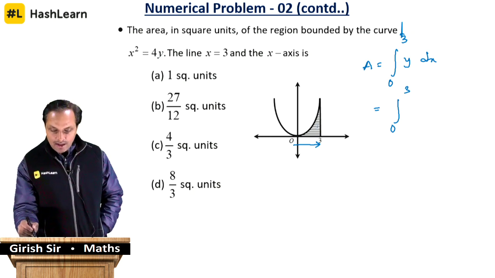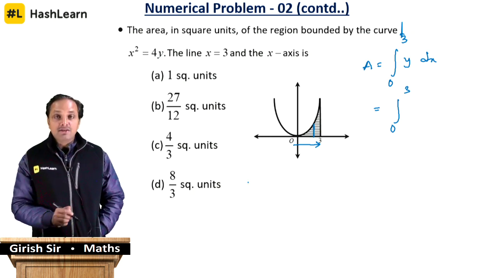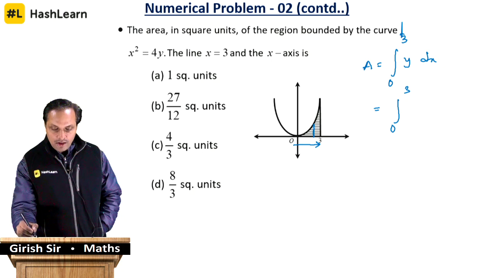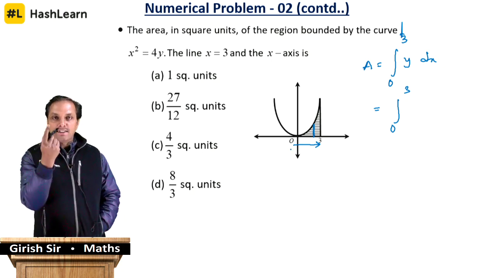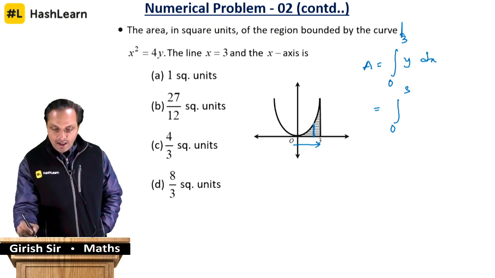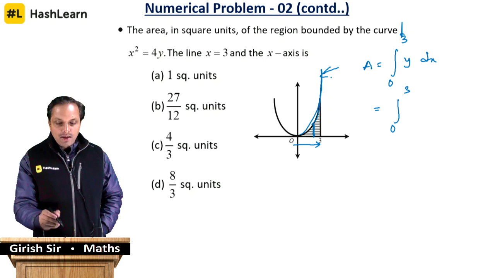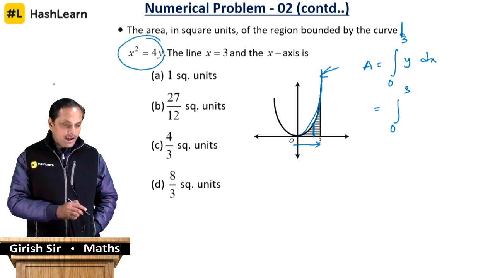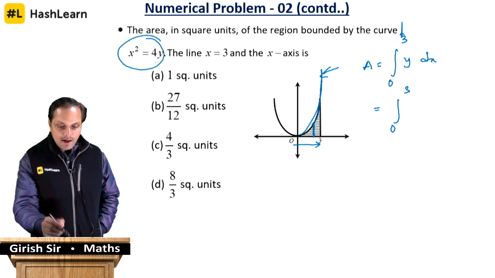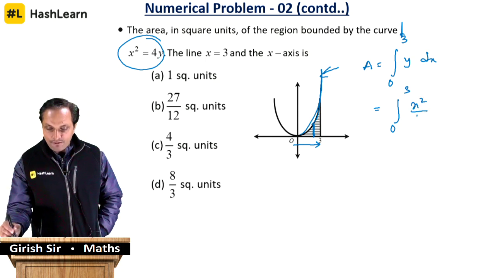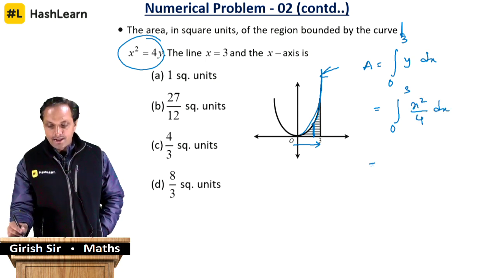ये जो 0 to 3 है ना, ऐसे एक परपेंडिकुलर स्ट्रिप ड्रॉ करो. ये जो स्ट्रिप है ना, दैट एक्ट्स एज अ स्मॉल रेक्टेंगल. ये जो स्ट्रिप जो कर्व को टच कर रहा है ना, वो कर्व का y कोऑर्डिनेट इज y. ये जो कर्व है ना, इसका y कोऑर्डिनेट क्या है? ये कर्व का y कोऑर्डिनेट है x²/4. उसको इंटीग्रेट करना है. चलो इसको इंटीग्रेट किए तो ये हो जाएगा x³/3.